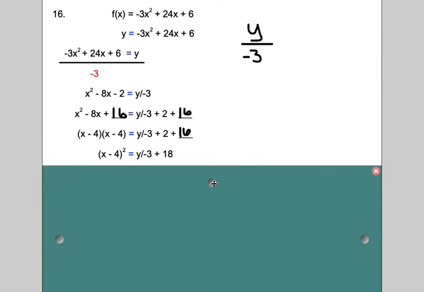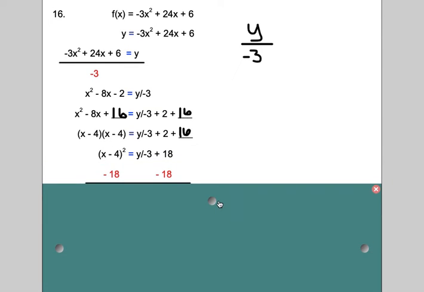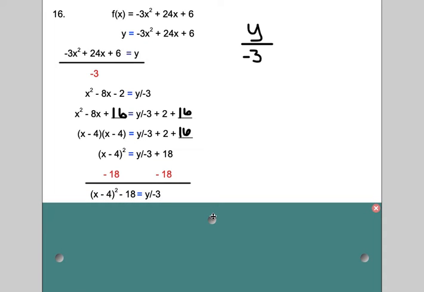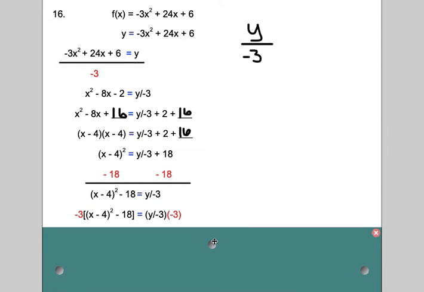Combine my like terms. Move my constant over. Notice I did not get rid of the negative 3 first. We have to get rid of any adding or subtracting. It's the order of operations. So we get x minus 4 quantity squared minus 18 equals y divided by negative 3. I'm going to take both sides times the negative 3. Just like before, by multiplying by negative 3, the negative 3's will cancel out, leaving me y.